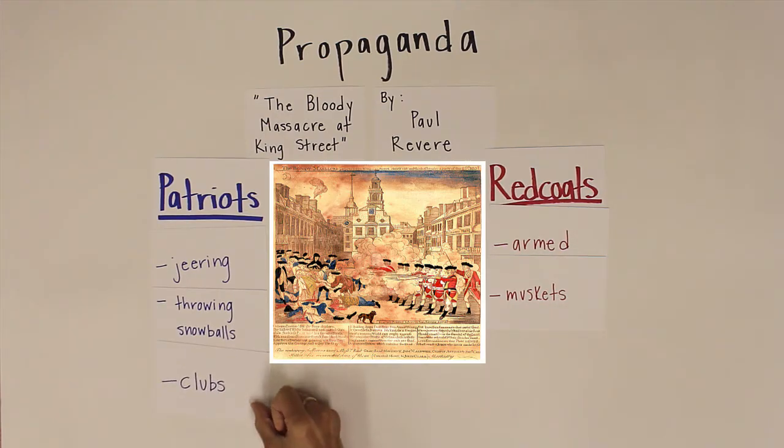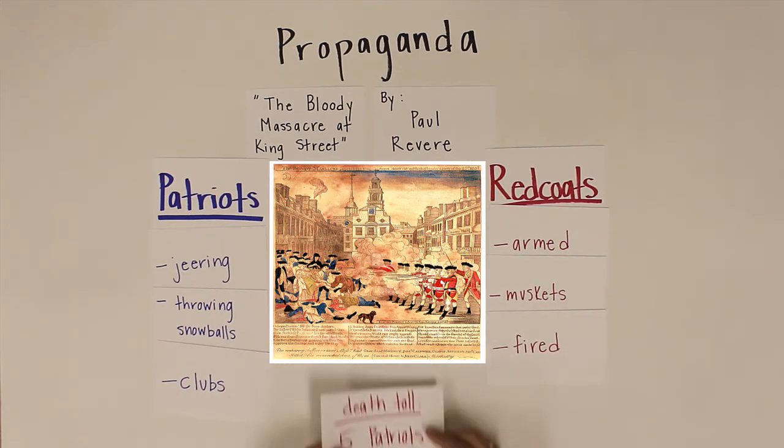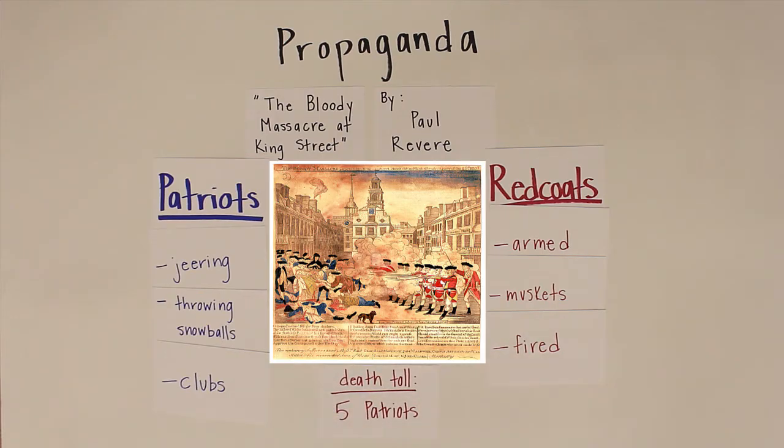This etching is biased as it clearly shows favoritism towards the patriots. Remember the loyal dog? He's standing with his back towards the patriots, facing the redcoats. His loyalty is to the patriots.